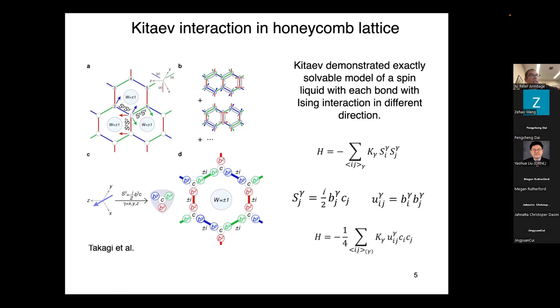And the basic idea is that for every spin, there are three directions. Let's say along the green bonds, it's the X components of the spin which interact, along the blue bonds, it's the Y components of the spin, and along the red bonds, it is the Z component of the spin. So this is a different route to frustration.